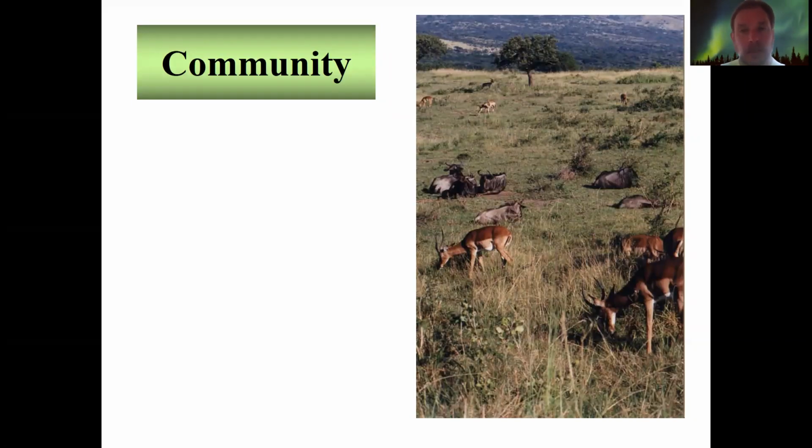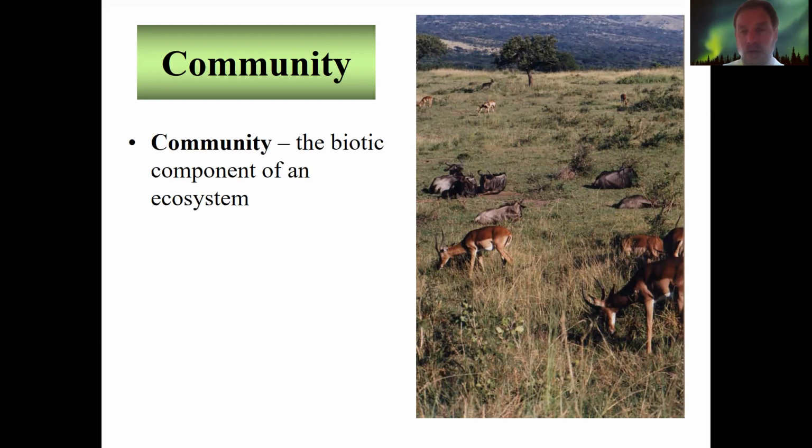Remember that populations represent a group of individuals of the same species interacting within a given area. Now we're going to look at all individuals of all species interacting in a given area, which is a community. Ecosystems have an abiotic component, which are all the non-living things: rocks, water, soil. The biotic component is the community, the living things.